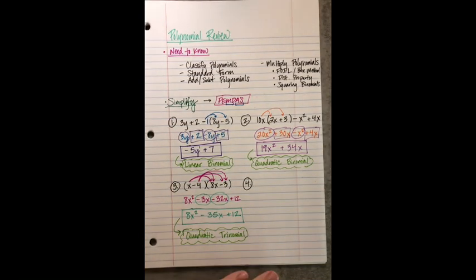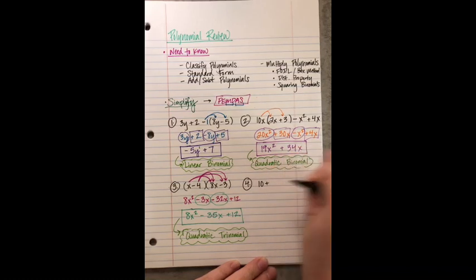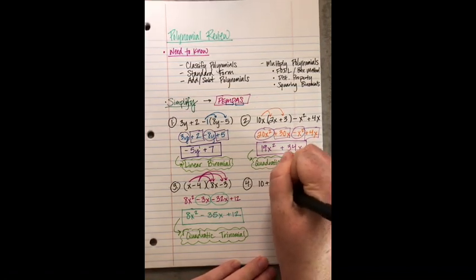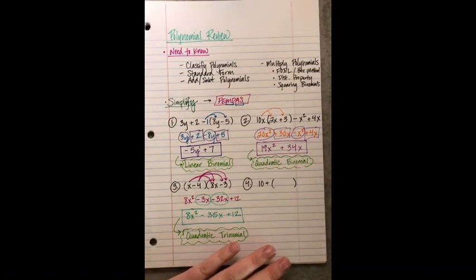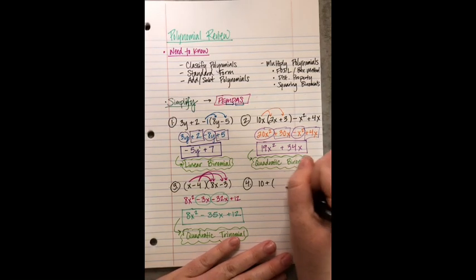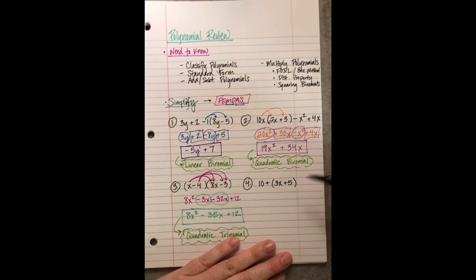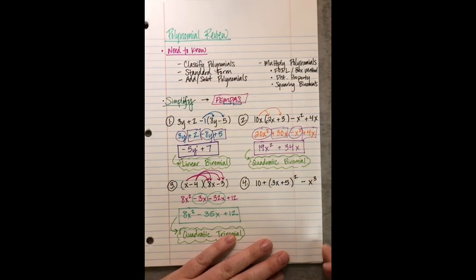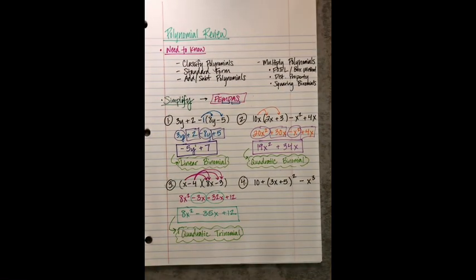Number 4, 10 plus, and then you're gonna have a set of parentheses. Inside your parentheses is 3x plus 5, but that set of parentheses is squared. And then after that, you're gonna subtract an x cubed. Okay, pause the video if you wanna try it out yourself.